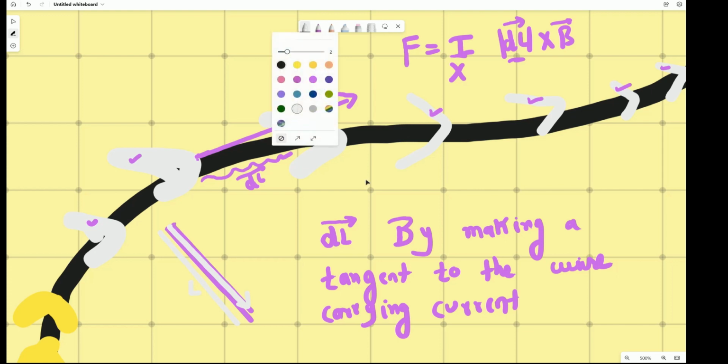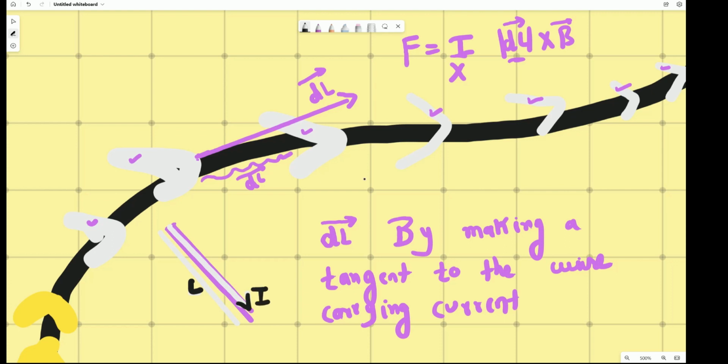Let me just use some other color so that it is easy. This is your L length and this is your current. They're in the same direction. You have no problem at all. I and L are in the same direction. But look at this situation. In this situation, the current is continuously changing the direction, right? If you have to find, for example, direction of length DL here, right? What do you do? You pick up your scale, or what do you do?